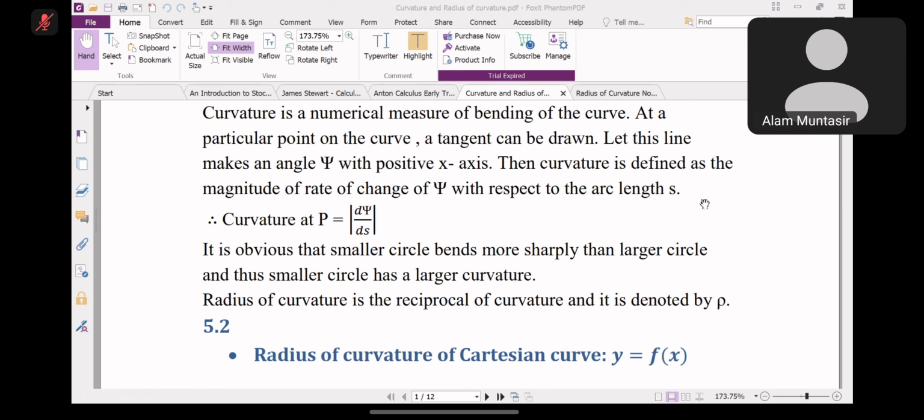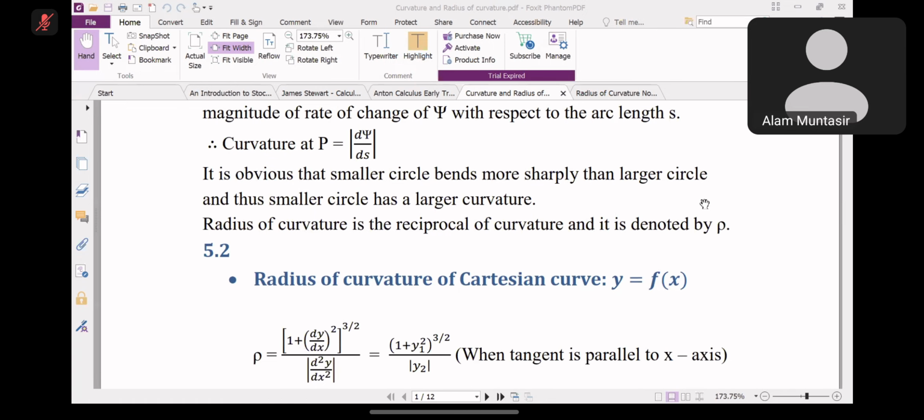So if you understand the curvature at a point, then the second thing is radius of curvature. This is simply the reciprocal of curvature. So radius of curvature is usually denoted by rho. Rho is the reciprocal of curvature. That means rho is equal to 1 by P, if curvature is denoted with P.